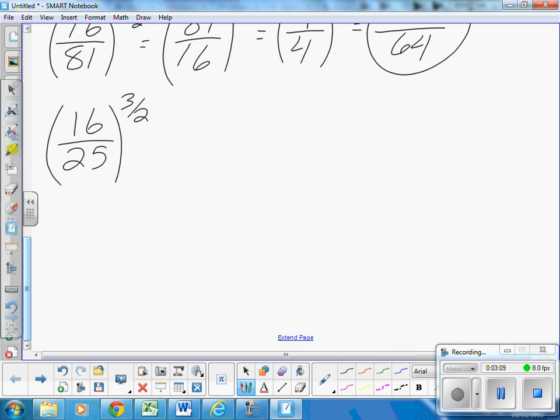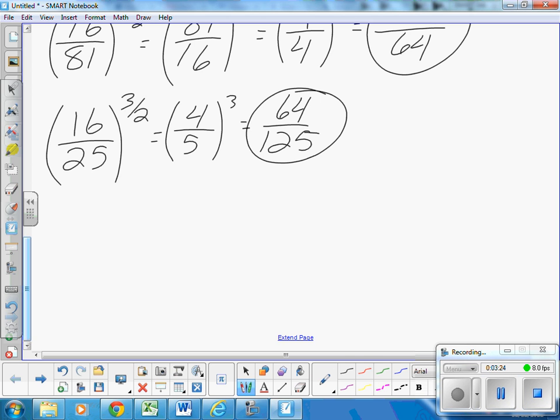So because it's to the 3 halves power, I do the square root first. Square root of 16 is 4. The square root of 25 is 5. Now I take that to the third power, of which is 64 over 125. So the answer would be 64 over 125.